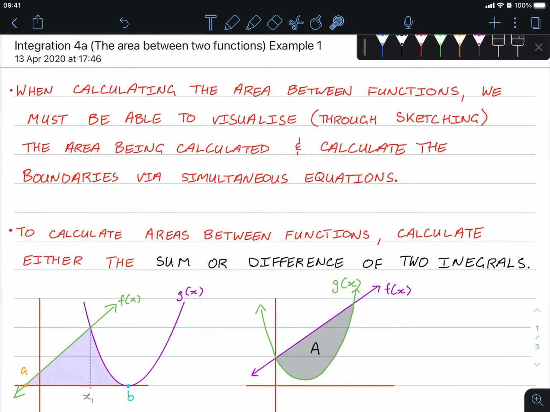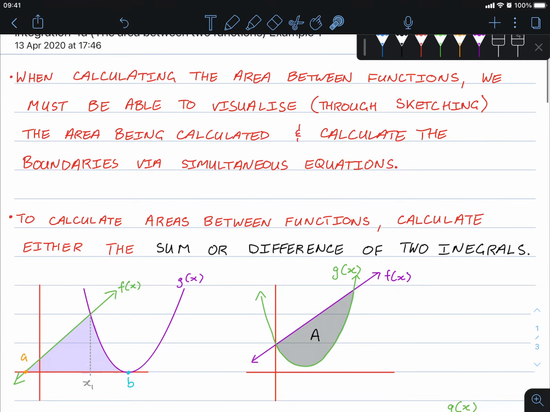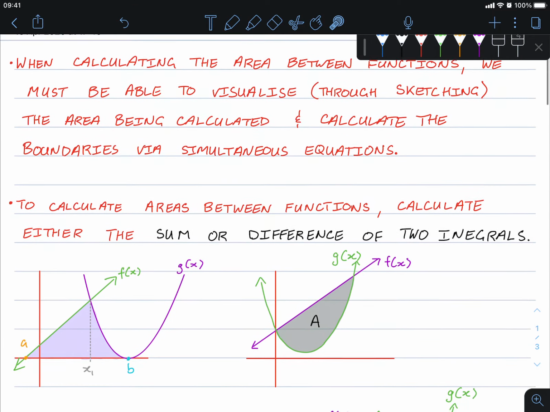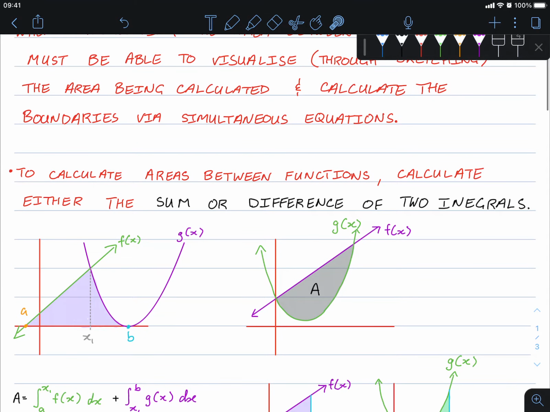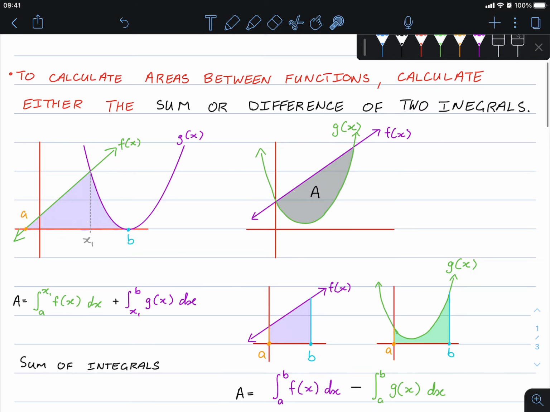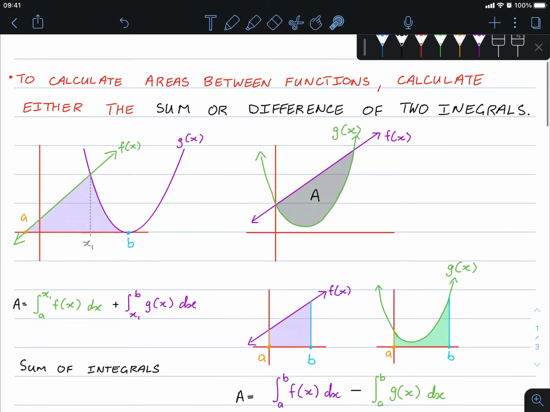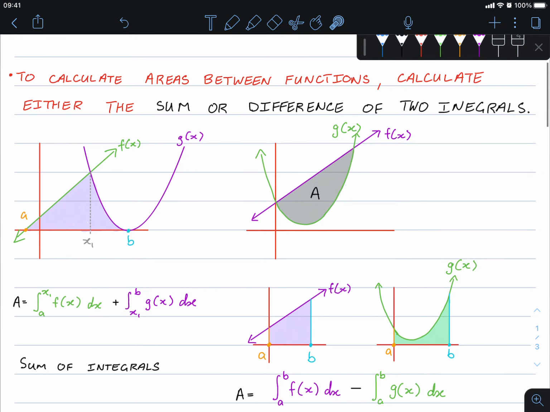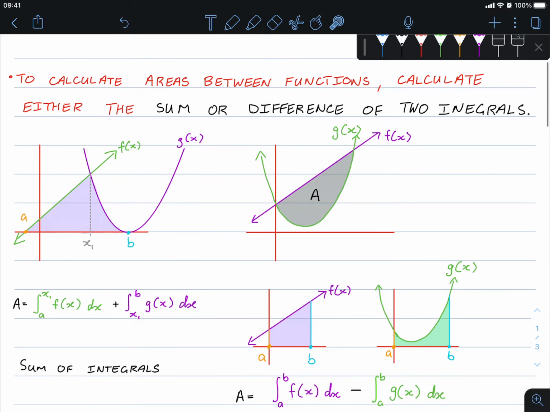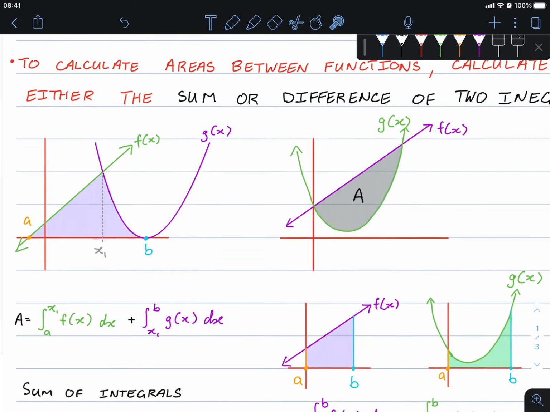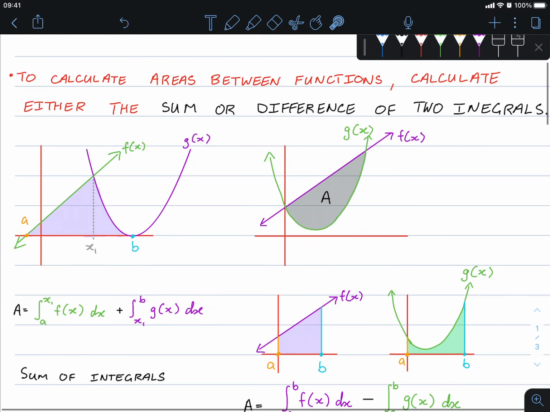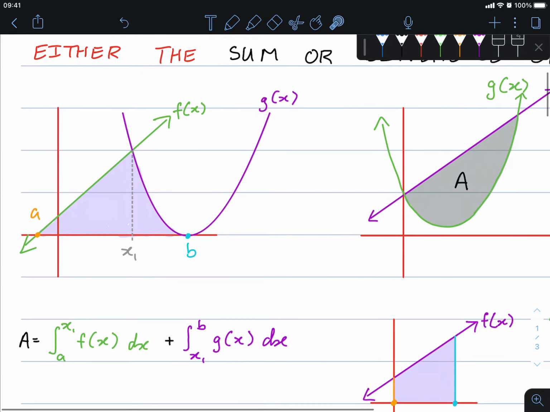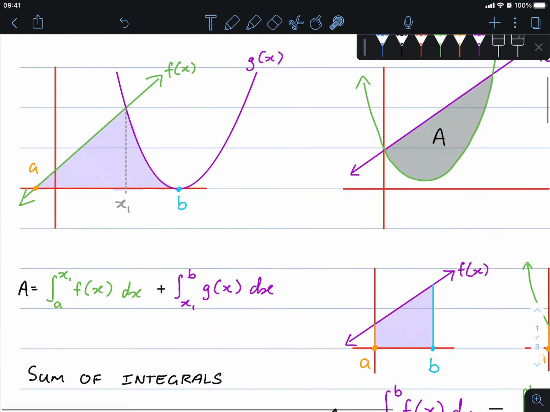When calculating the area between functions, we must be able to visualize through sketching the area being calculated and calculate the boundaries via simultaneous equations. To calculate the area between functions, we calculate either the sum or difference of two integrals, always being mindful of the sign of the integral. So for this one, this is an example of the sum of integrals.